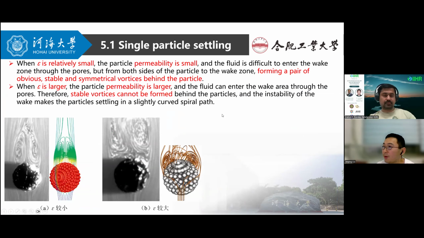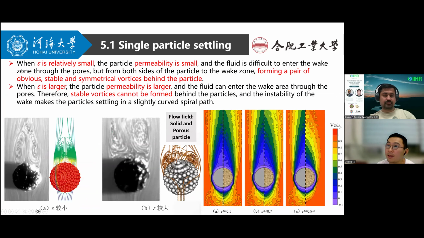Then, when the porosity is relatively small, the particle permeability is small, and the fluid has difficulty entering the weak zone through the pores. But from both sides of the particles to the weak zone, a pair of obviously stable and symmetric vortices forms between the particles. We can see the figure at left.